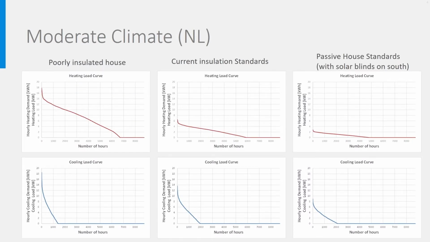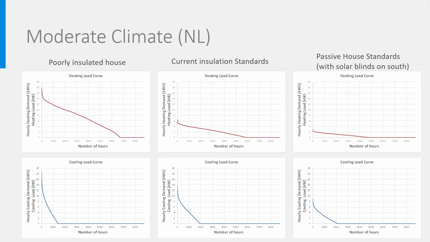You see here the load duration curves for heating and cooling over 1 year. On the left, for a poorly insulated version of the house, that would be typical for the whole building stock built before 1970. In the middle, for a house insulated to current standards, which is a highly insulated roof with RC value of 6 square meter Kelvin per watt, and good insulation of walls and floor, around 4. On the right, it is for an extremely well-insulated house, according to passive house standards. RC value is around 8.